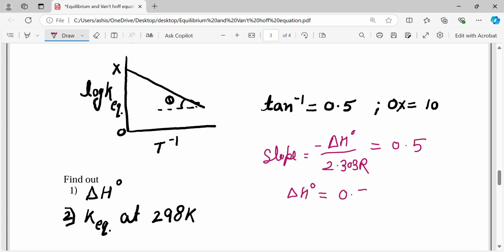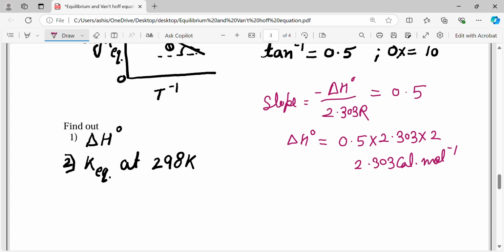So delta H naught is equal to 0.5 into 2.303 into R. The value of R is 1.98 in calorie, approximately 2. So our answer will be 2.303 calorie mole inverse.